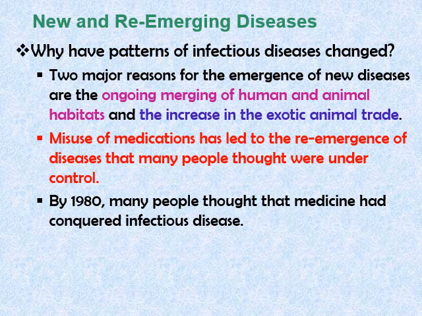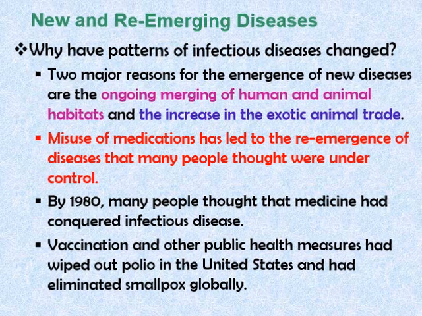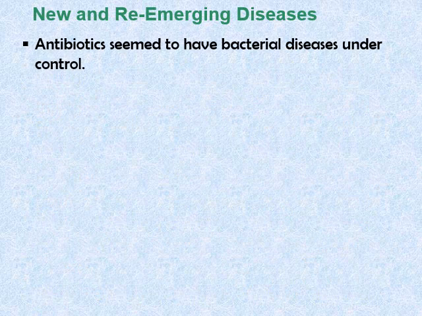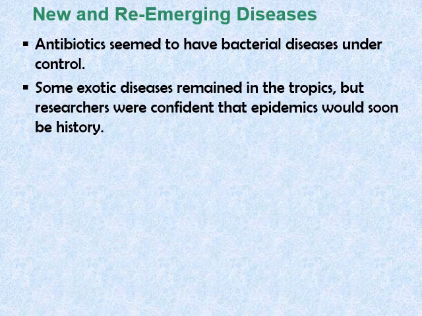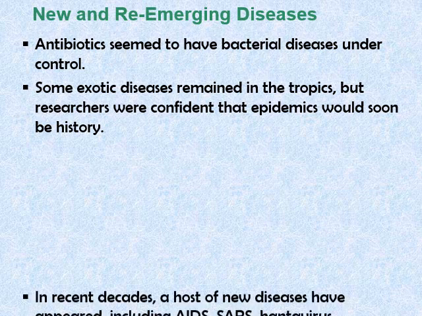By 1980, many people thought that medicine had conquered infectious disease. Vaccination and other public health measures had wiped out polio in the United States and had eliminated smallpox globally. Antibiotics seemed to have bacterial disease under control. Some exotic diseases remained in the tropics, but researchers were confident that epidemics would soon be history.